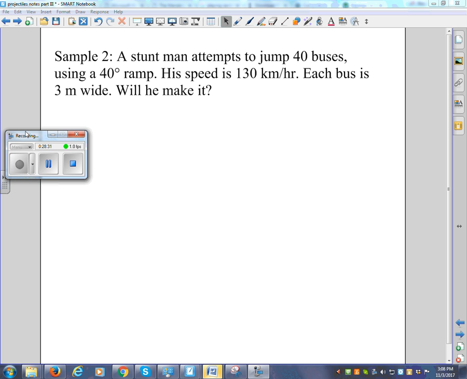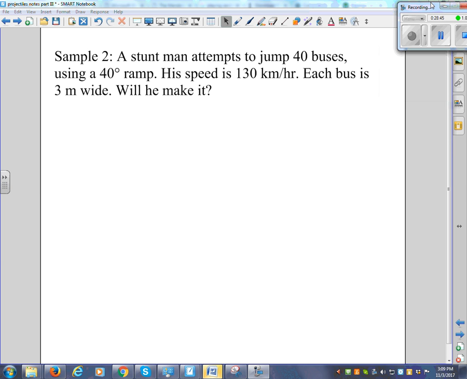So here's a stunt man attempting to jump 40 buses using a 40-degree ramp. His speed is 130. Each bus is 3 meters wide. Will he make it? No. I guess it could be a stunt woman. It doesn't depend on gender whether they make it or not. What kind of question is this?